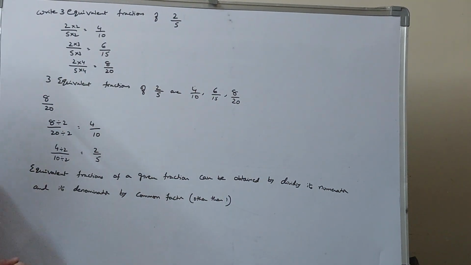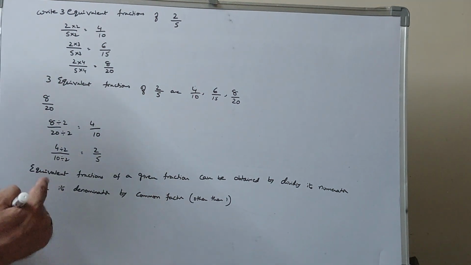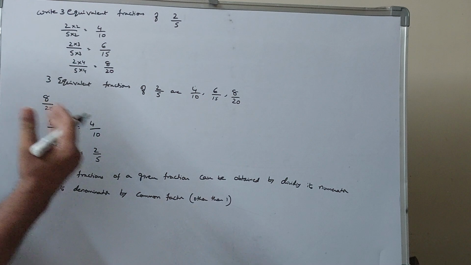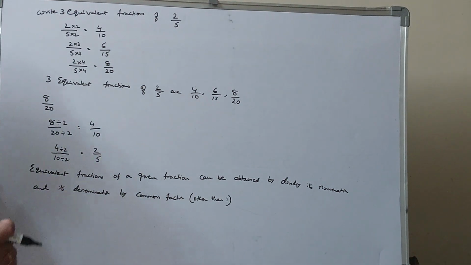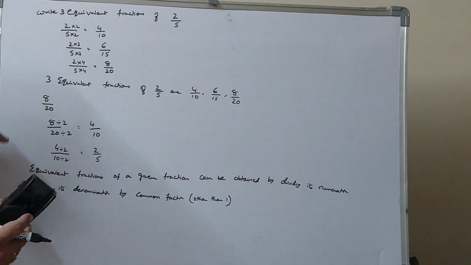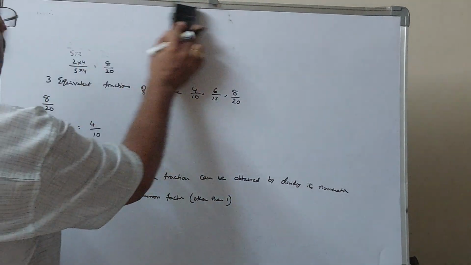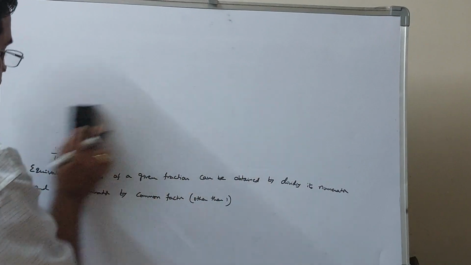So there are two ways. One is that an equivalent fraction of a given fraction can be obtained by multiplying numerator and denominator by the same number, and also by dividing its numerator and denominator by the common factor. So this is the way you will get the equivalent fractions. How will you define it? I'll write it here one more time. Pause the video and note it down.